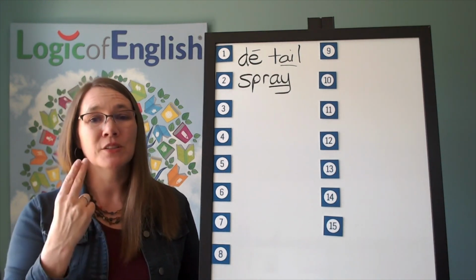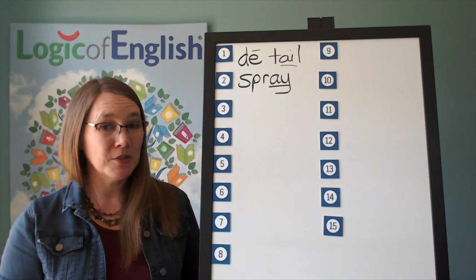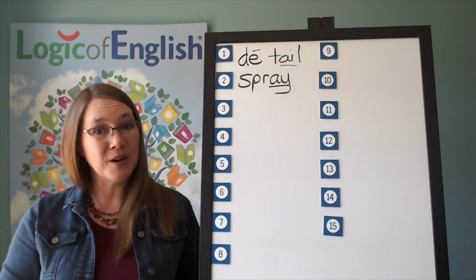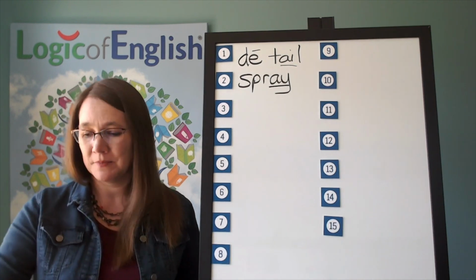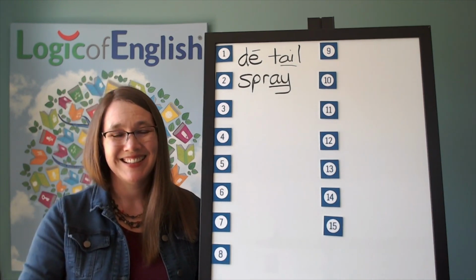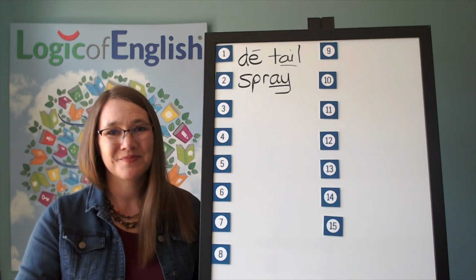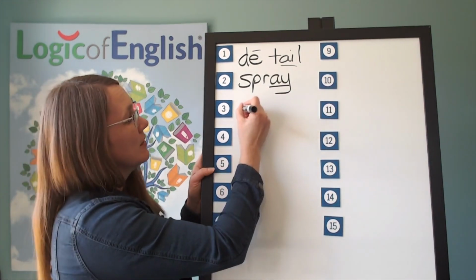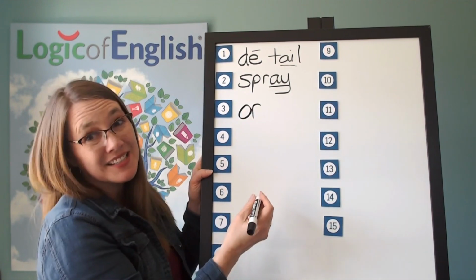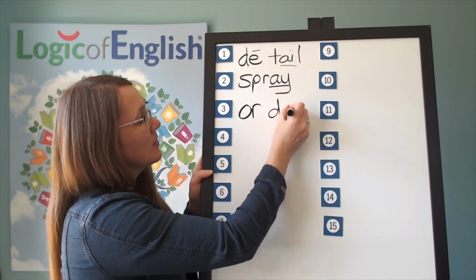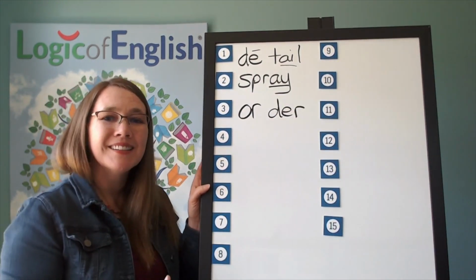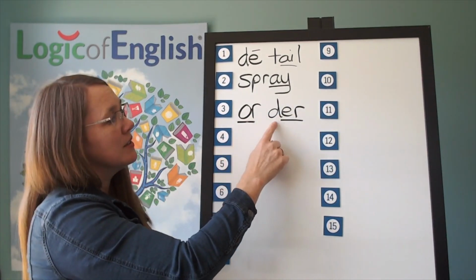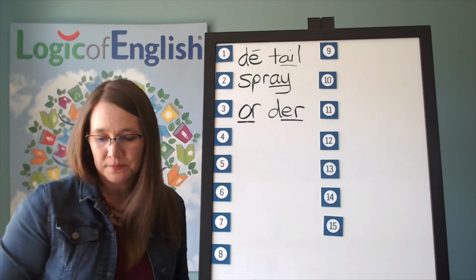The first syllable is or. The second syllable is der. D-er. The er of her. Go ahead and write order. Excellent. Now help me to write it. The first syllable is or. The second syllable is der. D-er. How will we mark it? We'll underline the or and the er. Let's read it. Order.